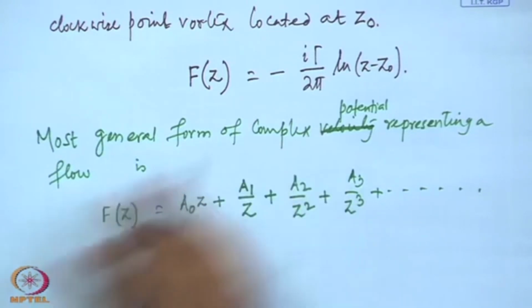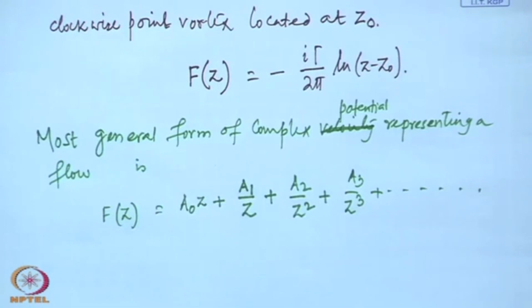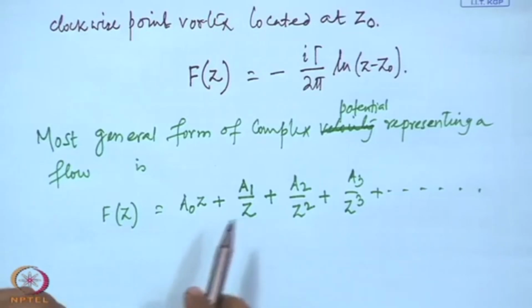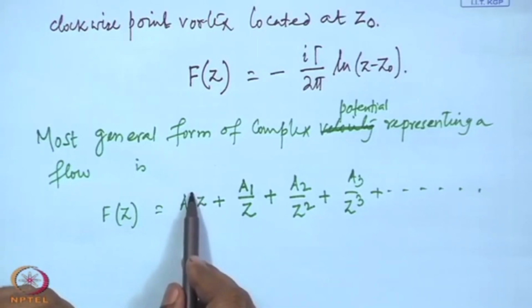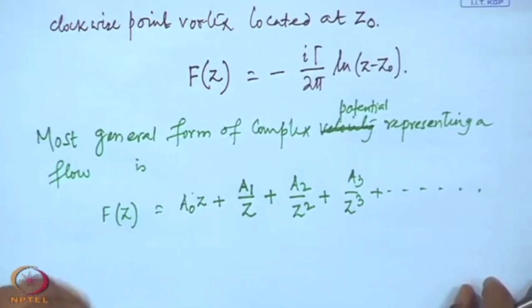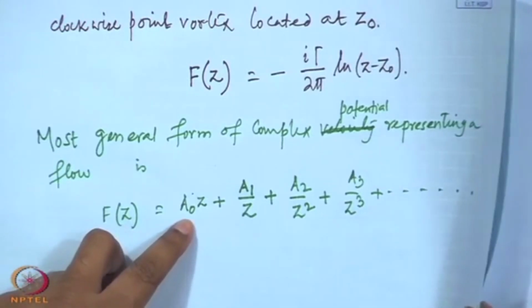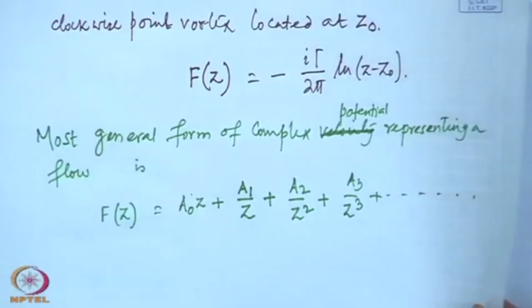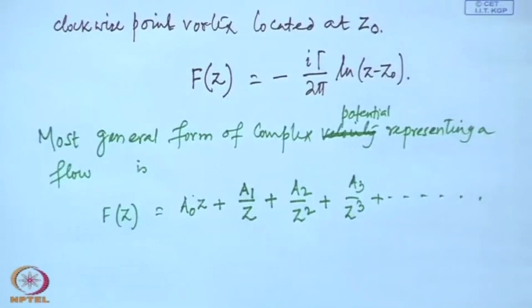And looking to our basic solutions, we can see that this A 0 z, this part of the potential must be due to the uniform stream. That uniform stream has a potential which is proportional to z. Okay.